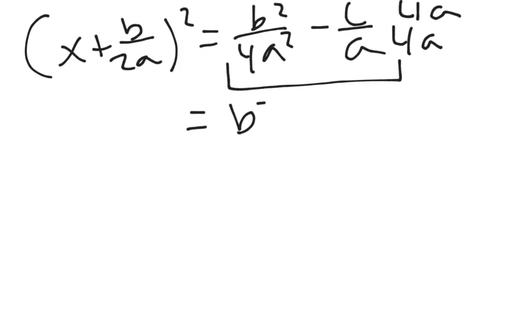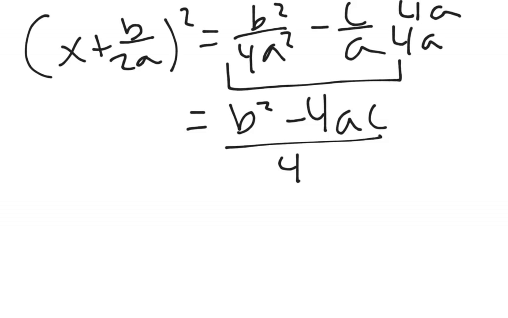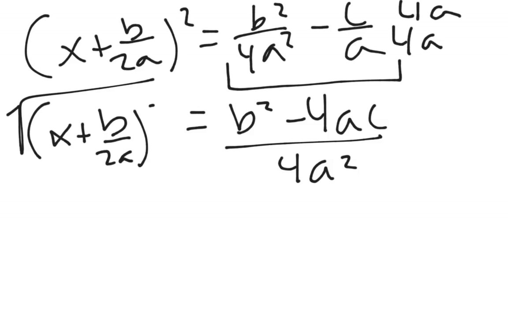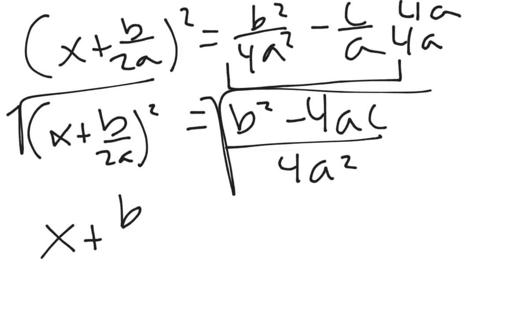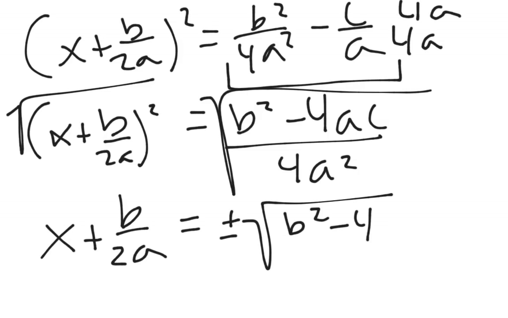And I get b squared minus 4ac all over 4a squared. And now hopefully you see that b squared minus 4ac and you go, oh my goodness, that is definitely part of the quadratic formula. I'm now going to take the square root of both sides. And so now I have x plus b over 2a equals plus or minus the square root of b squared minus 4ac all over 4a squared.